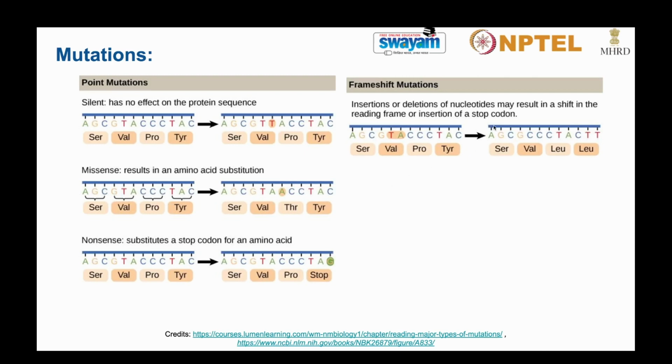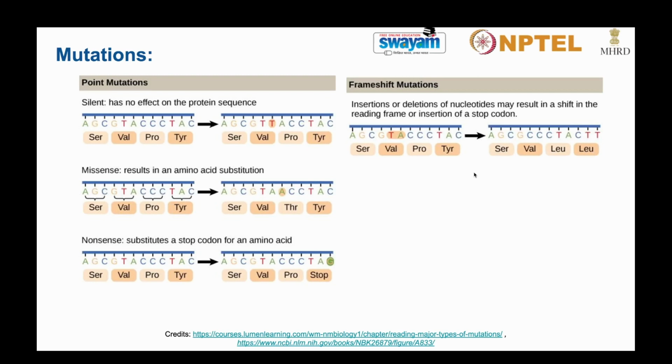Now there are other mutations which are known as frame shift mutations. In point mutation, the limit is that a single nucleotide is getting mutated or changed. But in frame shift mutation, more than one nucleotide can change. There could be insertions or deletions. So in this, if you observe, the fifth and the sixth nucleotides are getting deleted, and there will be a change in the sequence of amino acids. Earlier it was coding for serine, valine, proline, tyrosine, and now due to the deletion of these two nucleotides, it is coding for serine, valine, leucine, and leucine. So the frame is getting changed.